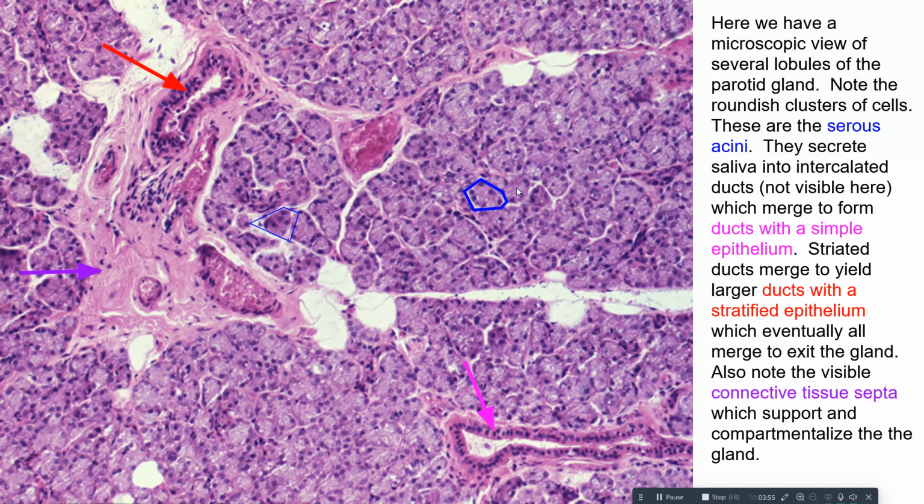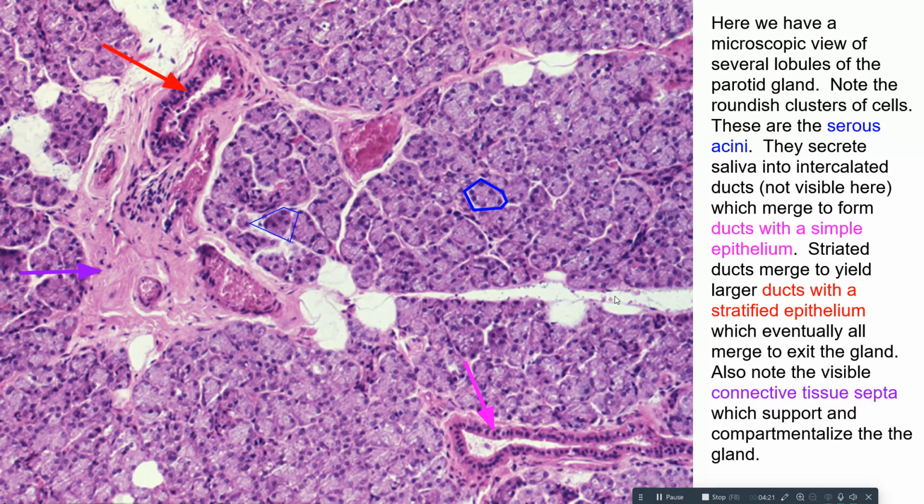Within a lobule, I can see these little circular clusters of cells. These are called acini. They're called serous acini. They are going to make saliva. And I see a variety of ducts here. I've got a salivary duct down here. I got a salivary duct up here as well.